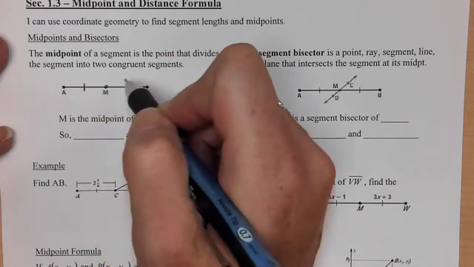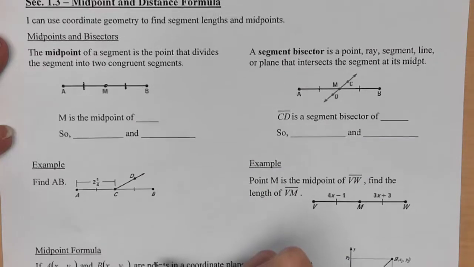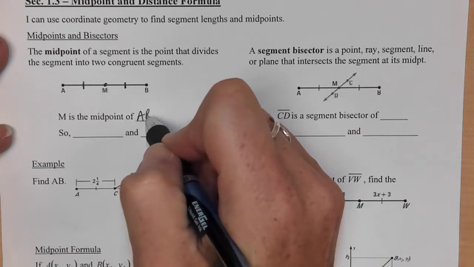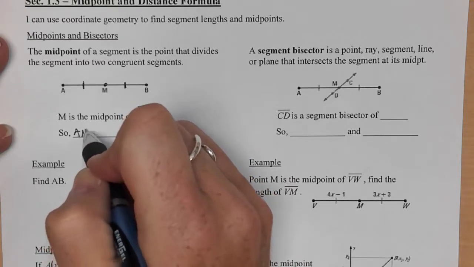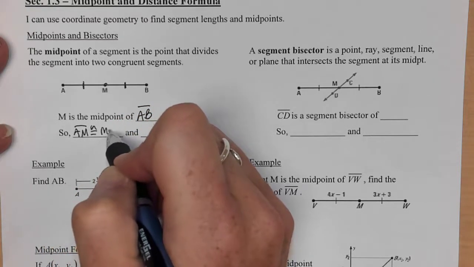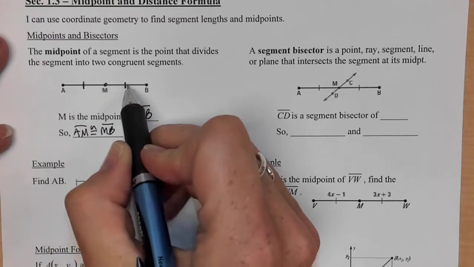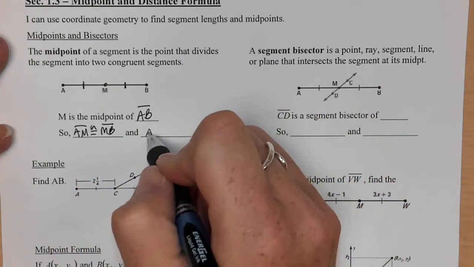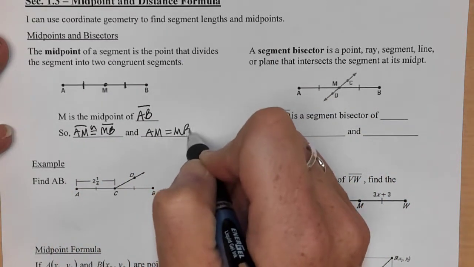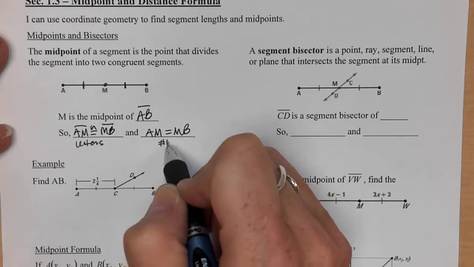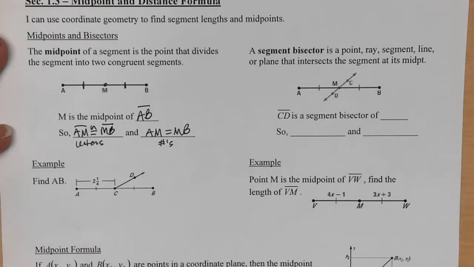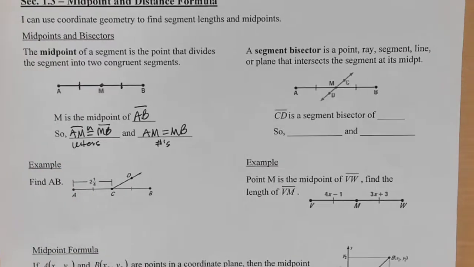And when we do segments, we add this little tick mark to say that they are congruent. So M is the midpoint of AB, just practicing our notation. So that means that AM is congruent to MB. That is congruent to that. It also means that AM is equal to MB. So remember, this is letters when we were talking about things being congruent, and this would be numbers. So if I knew how long they were, if they were like 7 inches, I could say both of them are 7 inches. They are equal to each other.